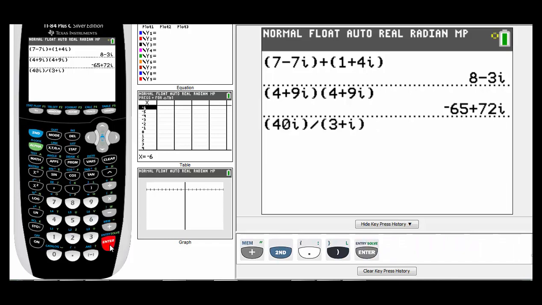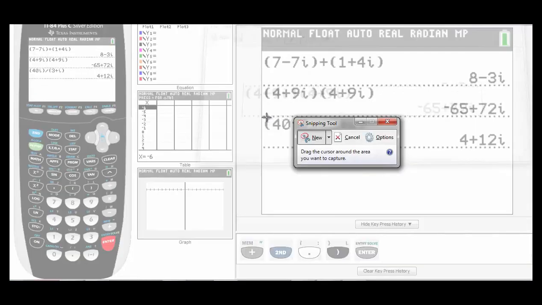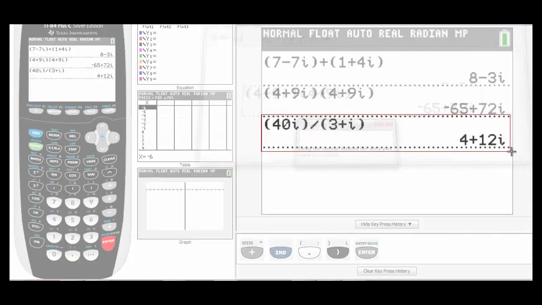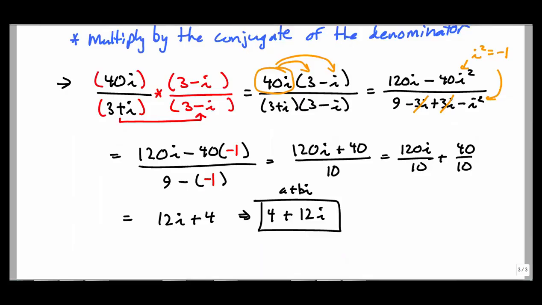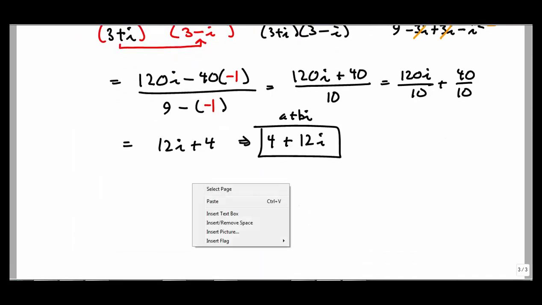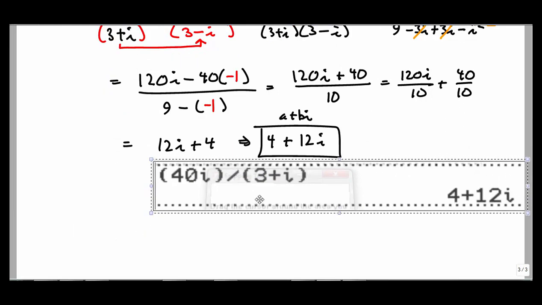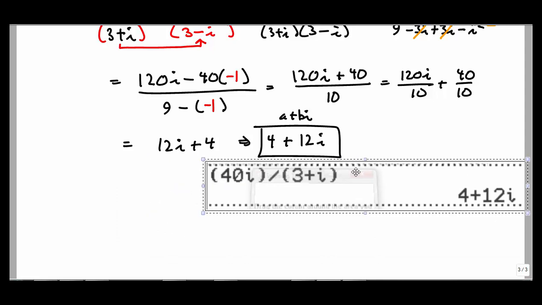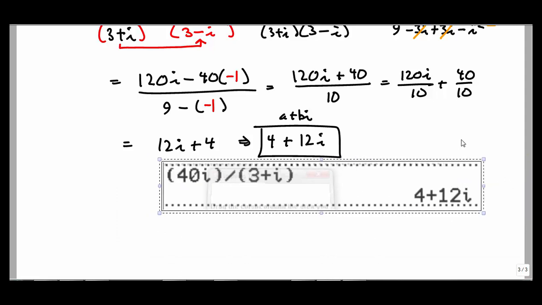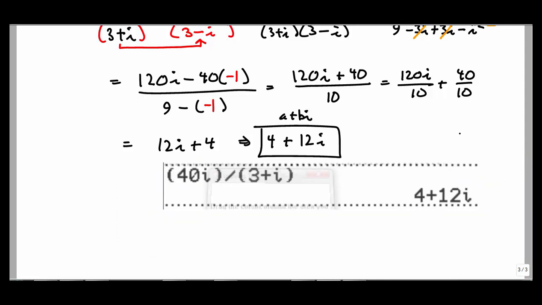Okay, let's see if it will do a division. 4 plus 12i, it's in the a plus bi form. I believe that's what we have for an answer. So let's go ahead and copy and paste that into our notes. Yep, 4 plus 12i. So it does work. If you ever run into troubles, you will have your handwork to check against your calculator work. You don't want to just depend on your calculator. You want to be able to do these by hand first.